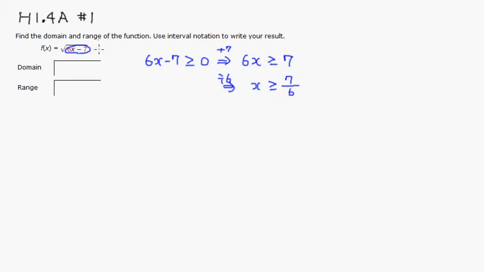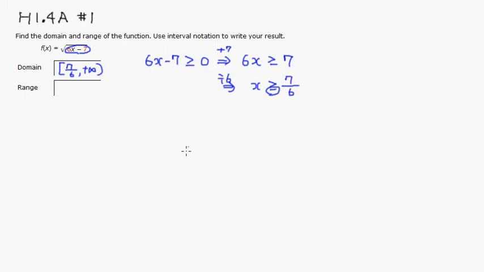Alright, so we just have to write that in interval notation. So you're starting from 7 over 6, then up. And make sure to use the square bracket because there's equality here, so it's inclusive. Then everything above, so go to positive infinity and the parentheses.